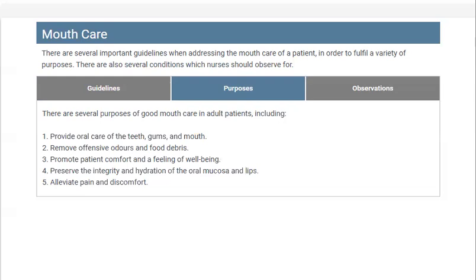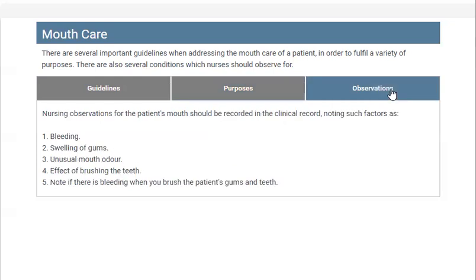Observations. Nursing observations for the patient's mouth should be recorded in the clinical record, noting such factors as 1. Bleeding. 2. Swelling of gums. 3. Unusual mouth odor.